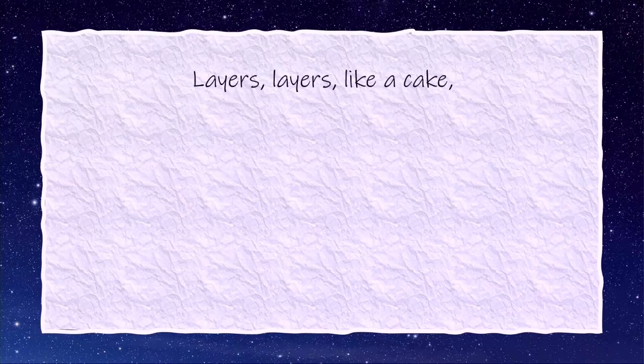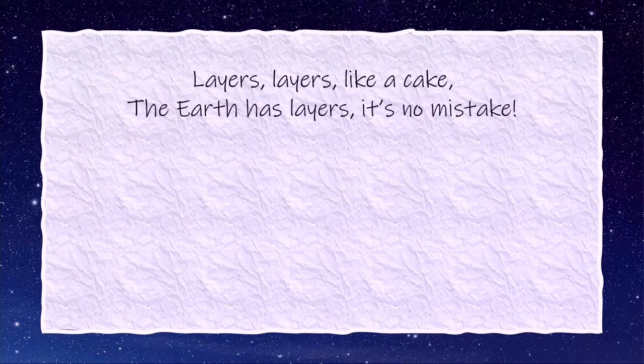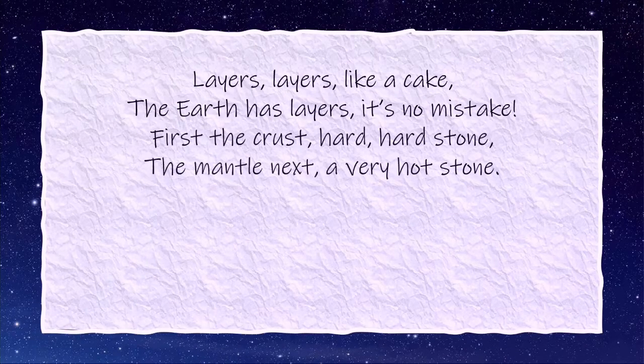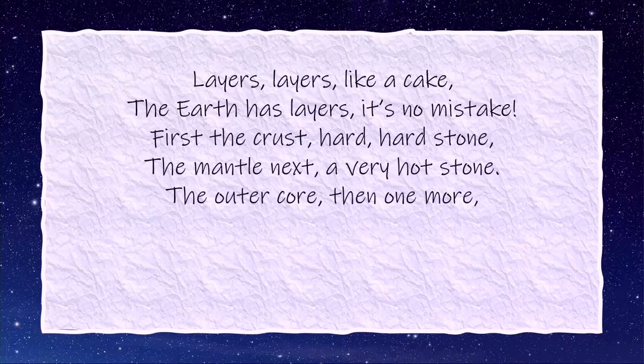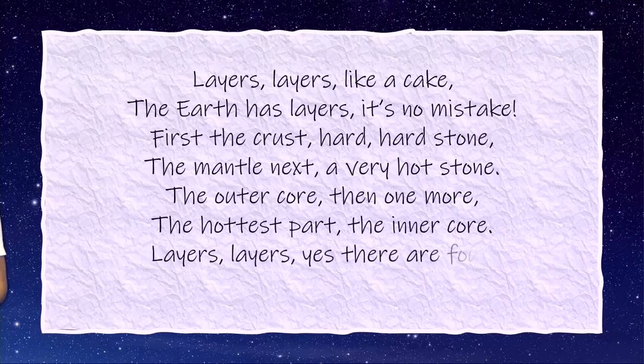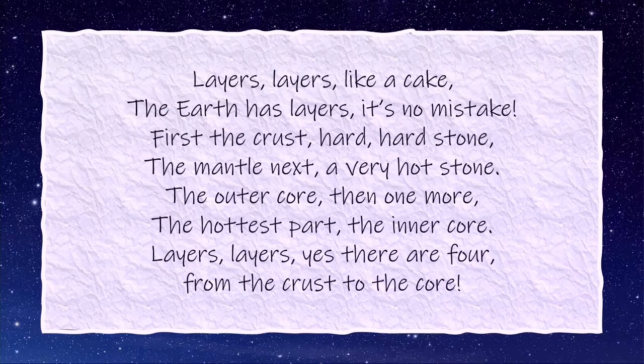Now, let's look at a poem that will help you remember the layers of the earth. So, layers, layers, like a cake. The earth has layers, it's no mistake. First the crust, hard, hard stone. The mantle next, a very hot stone. The outer core, then one more. The hottest part, the inner core. Layers, layers, yes, there are 4, from the crust to the core.